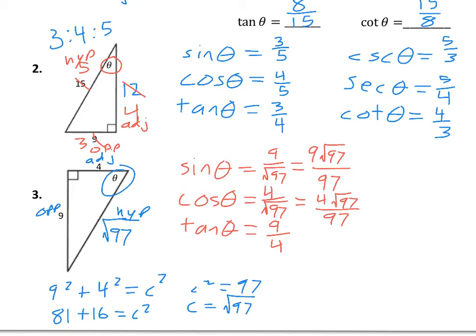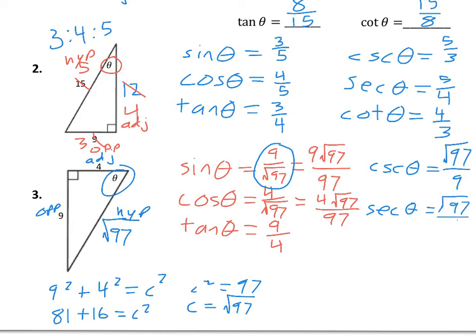Alright, the reciprocals. Reciprocal of sine is cosecant. And when you take the reciprocal, do it for the first step before you rationalize, because then you don't have to rationalize the denominator. So again, flip the fraction from the first step, and then you don't have to do any extra work. Cotangent's easy because it doesn't have a radical.